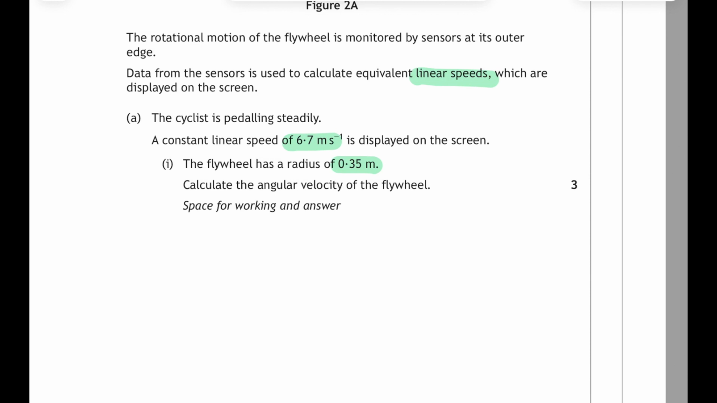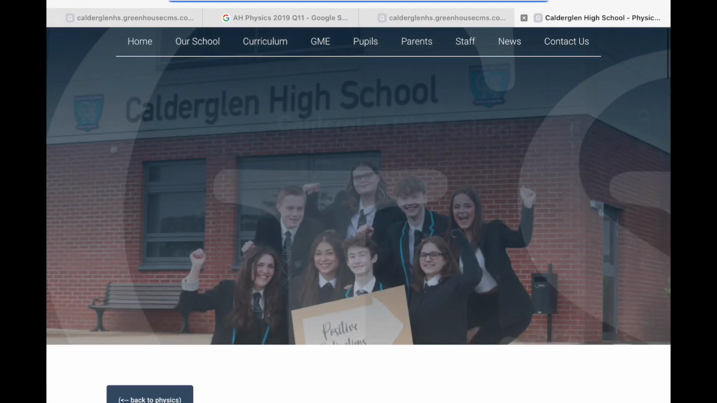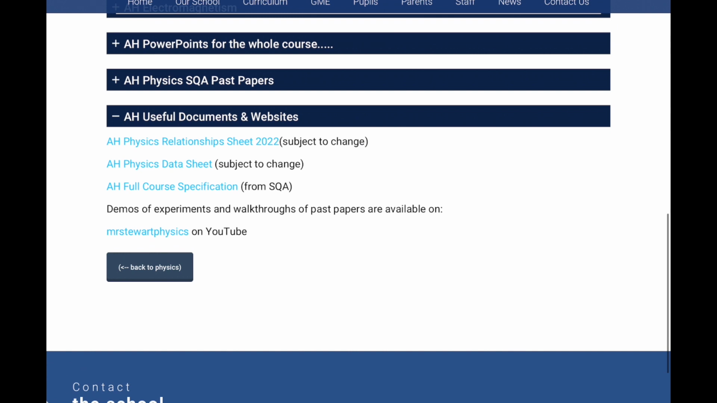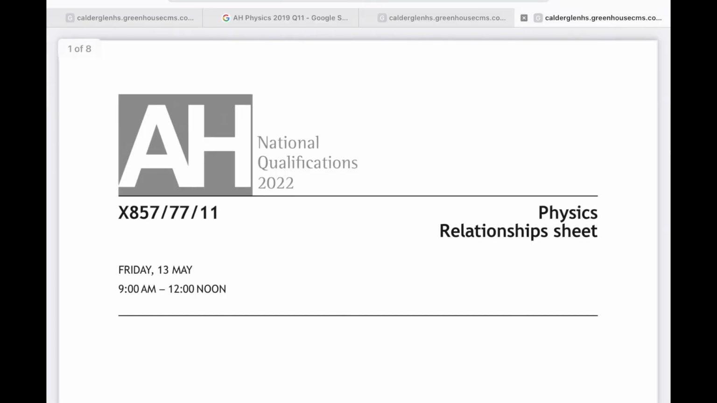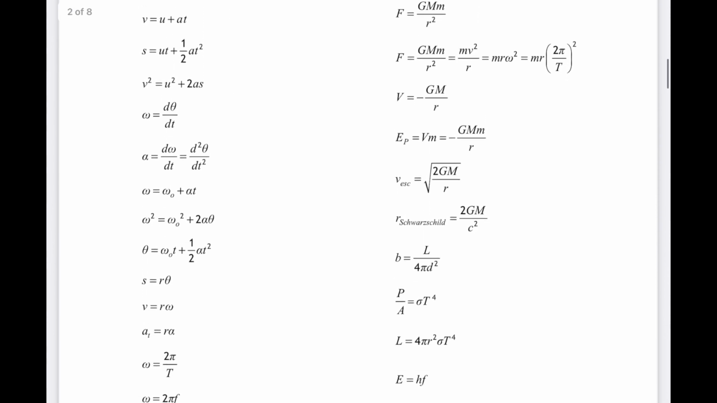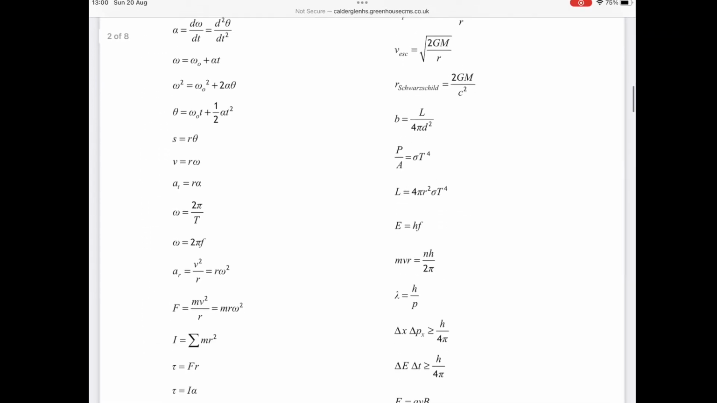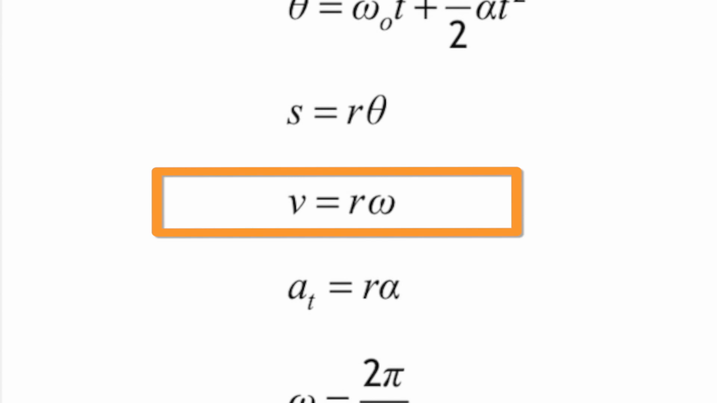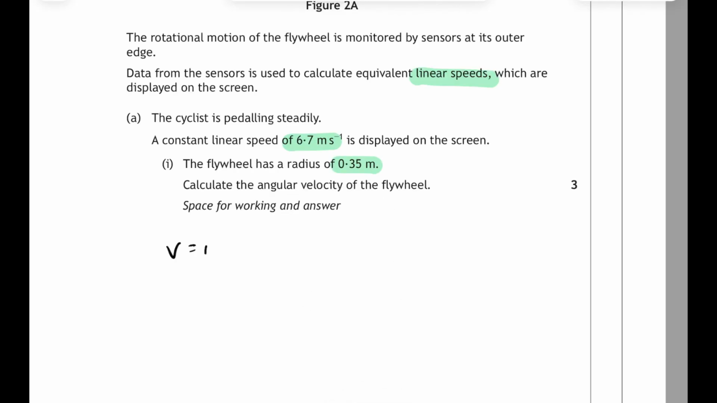As soon as you see that word calculate, you go straight to your relationship sheet, and if you're looking for a relationship sheet, then you'll find one on our school website. It's under useful documents, and you should have a relationship sheet with you at all times. The relationship we're looking for in this case links linear speed with angular velocity. There it is, v equals r omega. So let's jot that down, v equals r omega. It's omega we're looking for, that's the angular velocity.